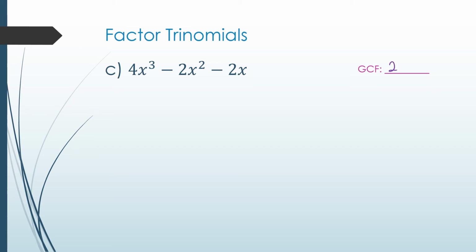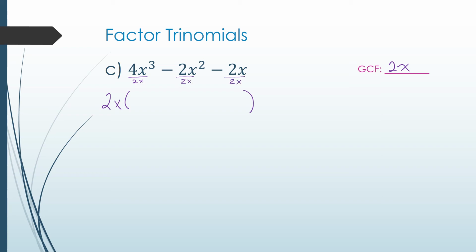Now we have x cubed, x squared, and x. Notice each of the terms do have a variable, so our GCF is 2x. So we're going to factor a 2x out of each of these terms. Now remember, factor means to divide. So essentially we are going to divide each and every term by 2x.